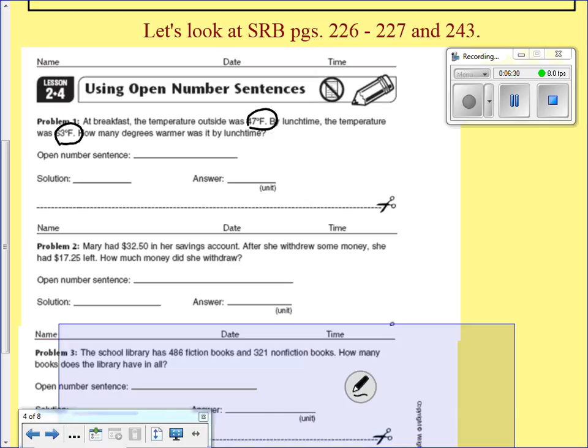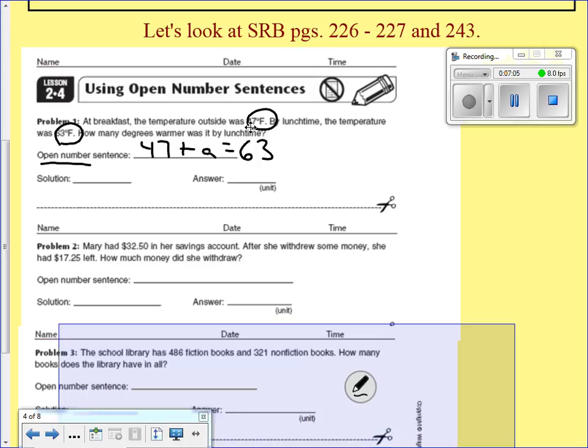So this is how you write the open number sentence. Remember, when we see this keyword open number sentence, we have to put a letter in there. I'm going to use the letter A in this situation, because if I use the letter T, it's going to look too much like a plus symbol. So we start with the number 47, because that's what it started with in the beginning of the day. And then we ended with the number 63, right? Because that's what it was at lunchtime. So then we have to find out what 47 plus A equals to get to 63.